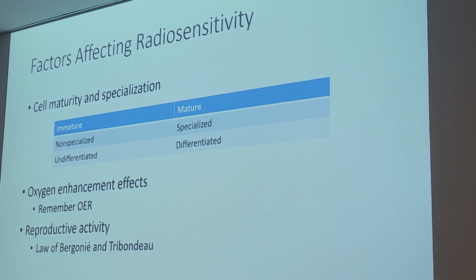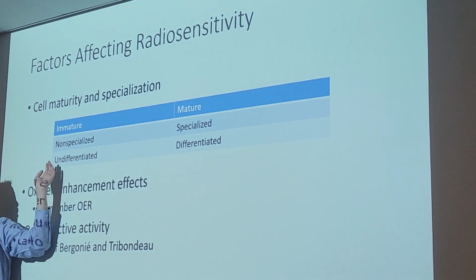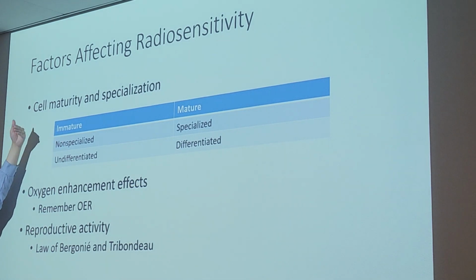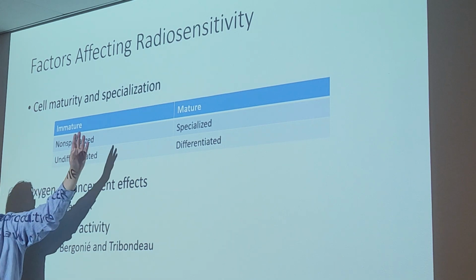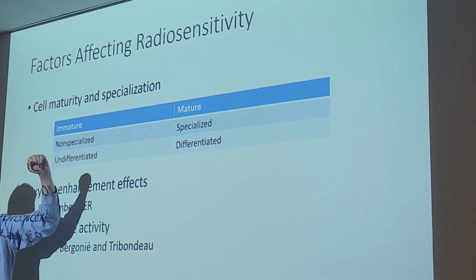Okay, some more vocab for us to know: cell maturity and specialization. We have immature cells, which are considered to be non-specialized and undifferentiated. We have mature cells that are specialized and differentiated.